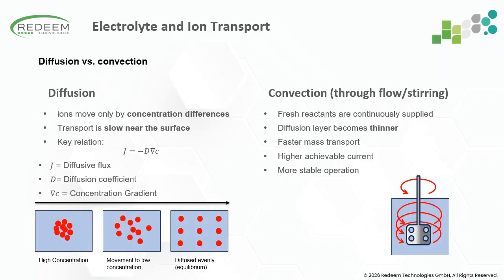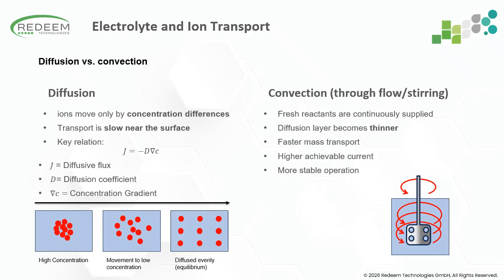And to give a little more in-depth view on diffusion versus convection, here if transport relies only on diffusion, the ions move solely because of concentration differences, and this is a relatively slow process, especially close to the electrode where reactants are continuously consumed. So over time the concentration gradients become smaller and diffusion alone cannot supply reactants fast enough for high current densities.